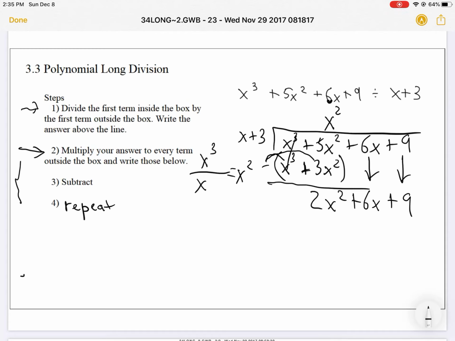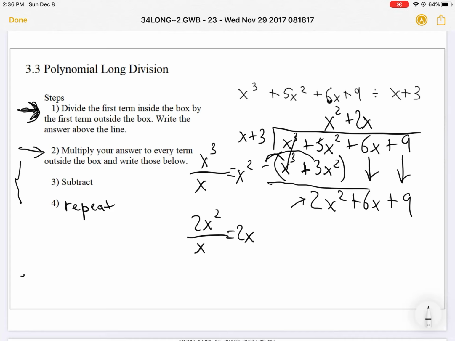Meaning, step 1 says to divide the first term inside the box by the first term outside. Well, I have a new first term inside the box. The x to the third is gone. 2x squared is now my first term inside the box. So I have to divide that by the x that's outside. 2x squared divided by x is 2x. So that's the next part of my answer.